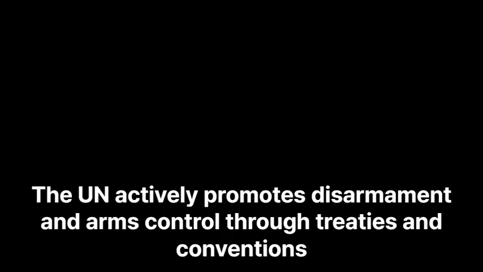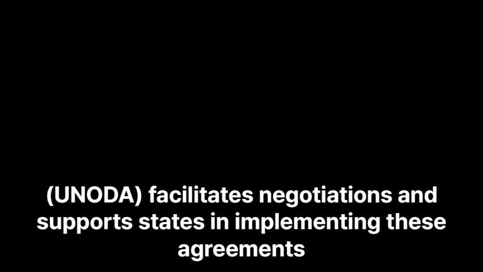2.3 Disarmament and arms control. The UN actively promotes disarmament and arms control through treaties and conventions, such as the Treaty on the Non-Proliferation of Nuclear Weapons, NPT, the Chemical Weapons Convention, CWC, and the Arms Trade Treaty, ATT. The UN Office for Disarmament Affairs, UNODA, facilitates negotiations and supports states in implementing these agreements.